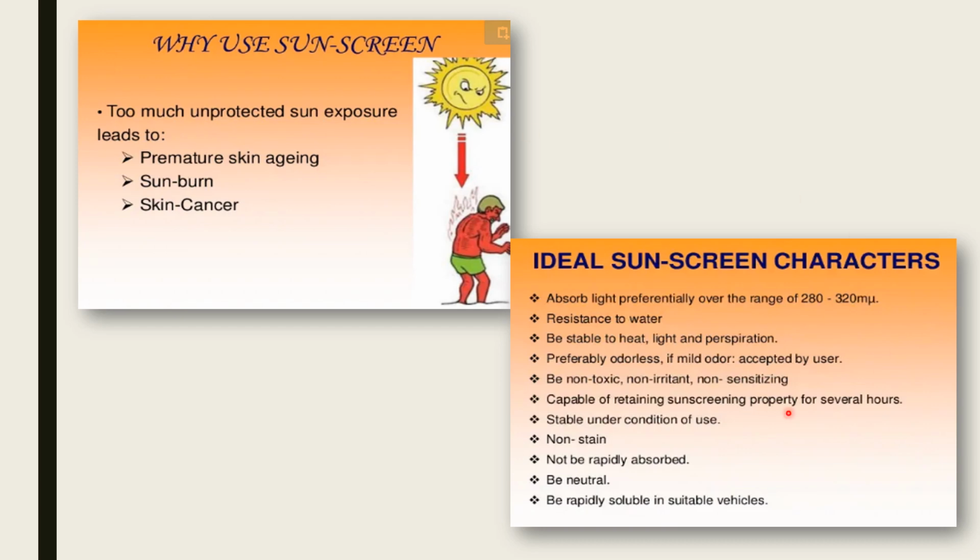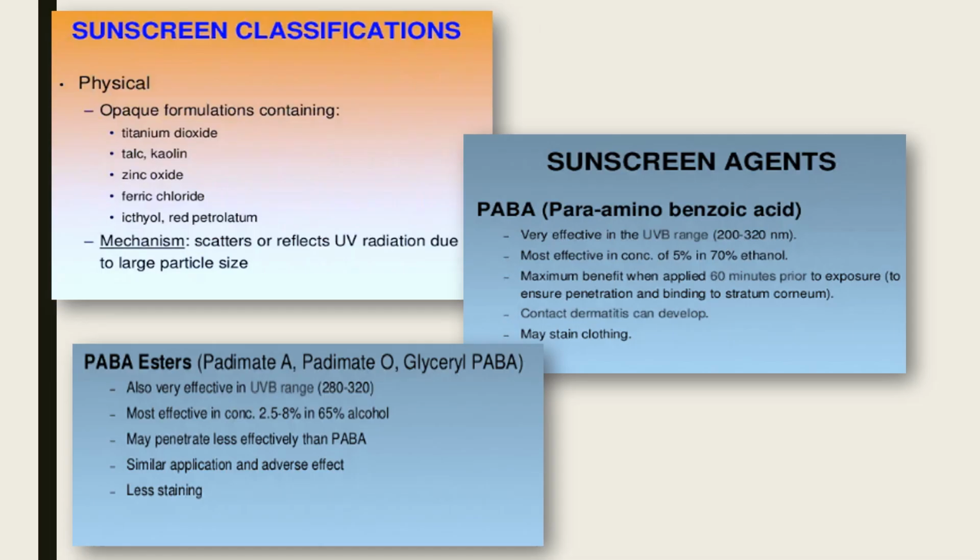And when we are using a sunscreen, there must be ideal sunscreen characteristics. It will be resistant to water, and stable to heat, light, and perspiration. It will preferably be odorless; if mild odor, it can be accepted by the user. It will be non-toxic, non-irritant, and non-sensitizing. It should be capable of retaining sunscreening properties for several hours, stable under conditions of use, non-staining, not rapidly absorbed, neutral, and readily soluble in suitable vehicles.